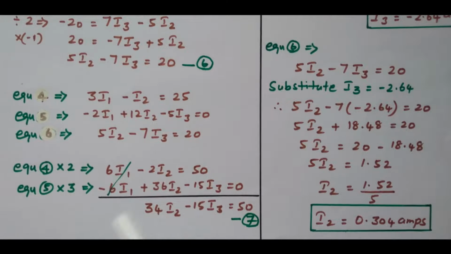How will you cancel this? Here 5 is available, here 34 is available. So we can multiply this equation with 34. Similarly, we'll multiply this equation with 5. So that both the coefficients become equal and can cancel the I2. Now we'll go for that.